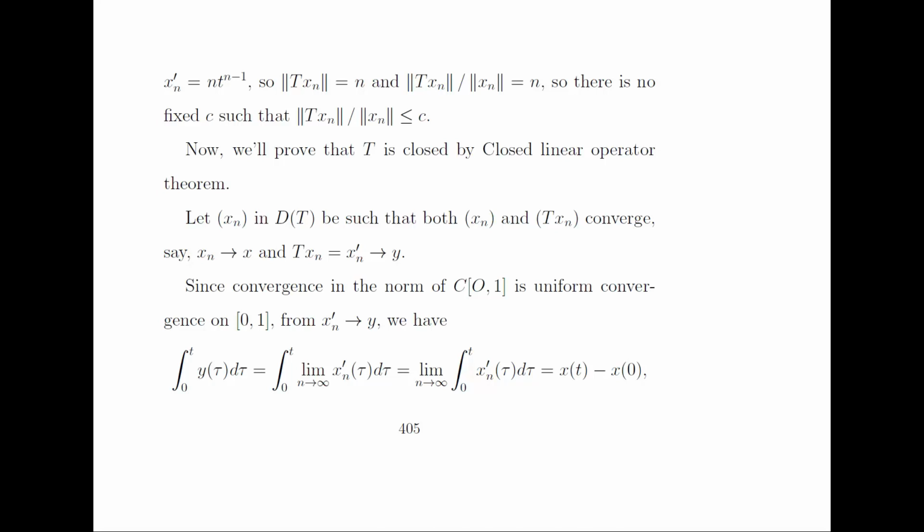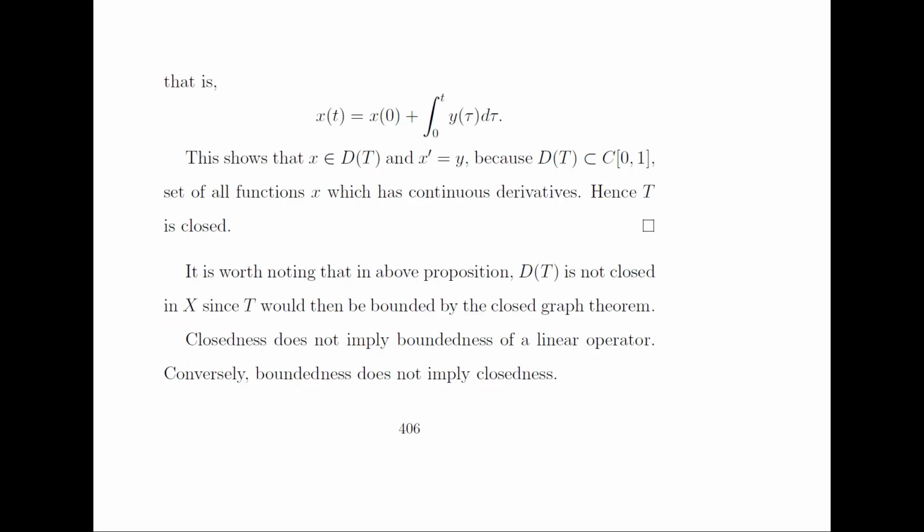So from x_n prime converging to y, we have the integral from 0 to t of y(tau) d tau is equal to the limit as n goes to infinity of the integral from 0 to t of x_n prime, which is equal to x(t) minus x(0). And thus we have x(t) is equal to x(0) plus the integral from 0 to t of y(tau) d tau, and this shows that x belongs to the domain of T, and x prime is equal to y, because here the domain of T is a subset of C^1[0,1], the set of all functions x which have a continuous derivative.